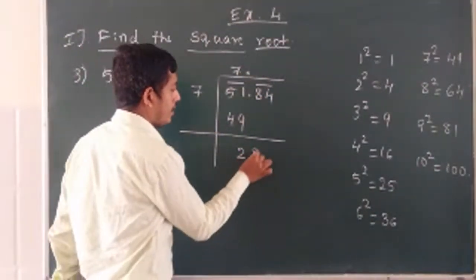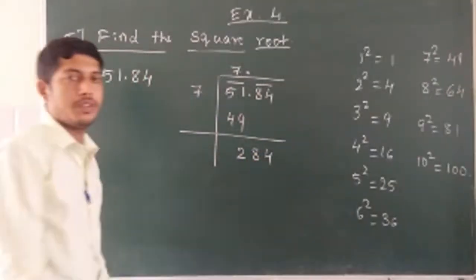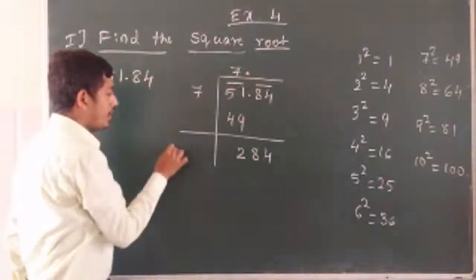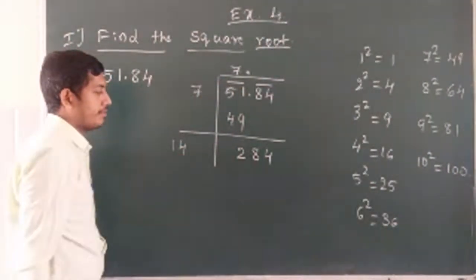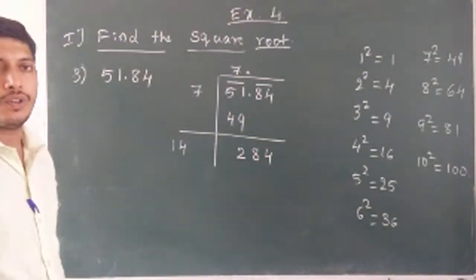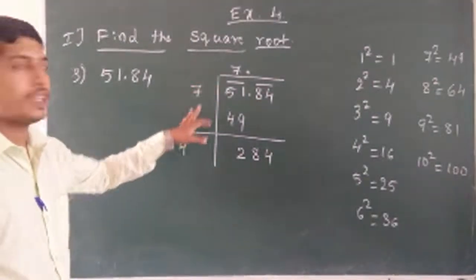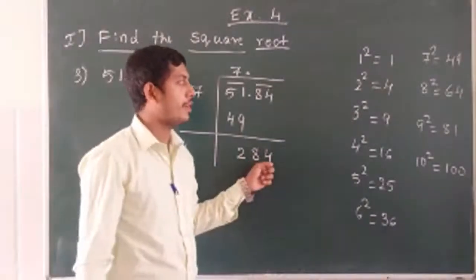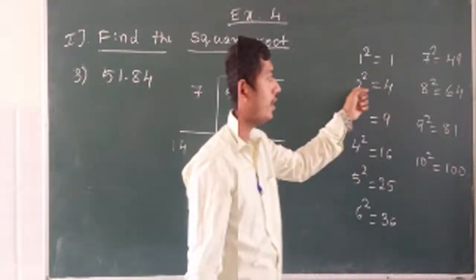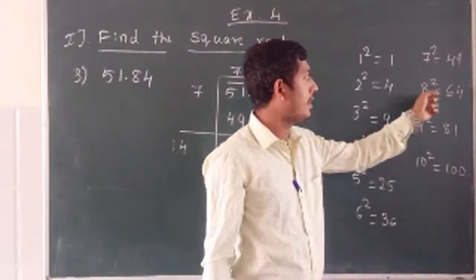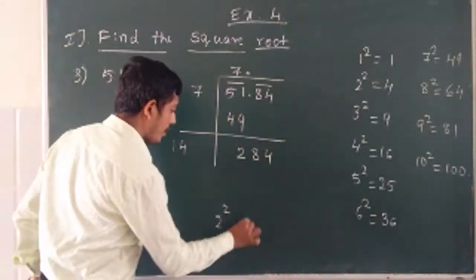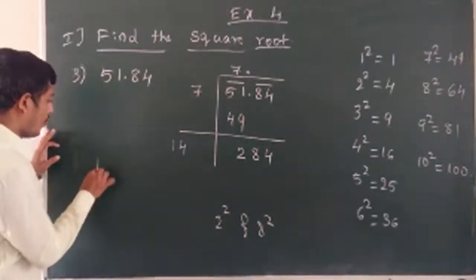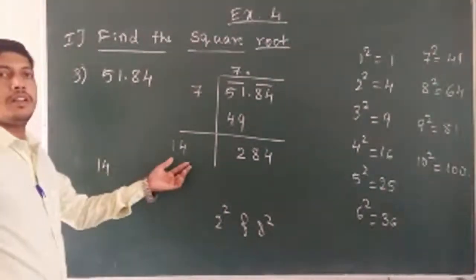Then we have to take the next pair to the downward side. It becomes 284. Then 7 plus 7 how much? It is 14. 7 plus 7, 14. Okay, we have to add, not multiply, these two numbers, it gives 14. Now the last term is 4 here. In which case we are getting 4? One is 2 square, another one is 8 square. So we'll check this. 14 is the term.